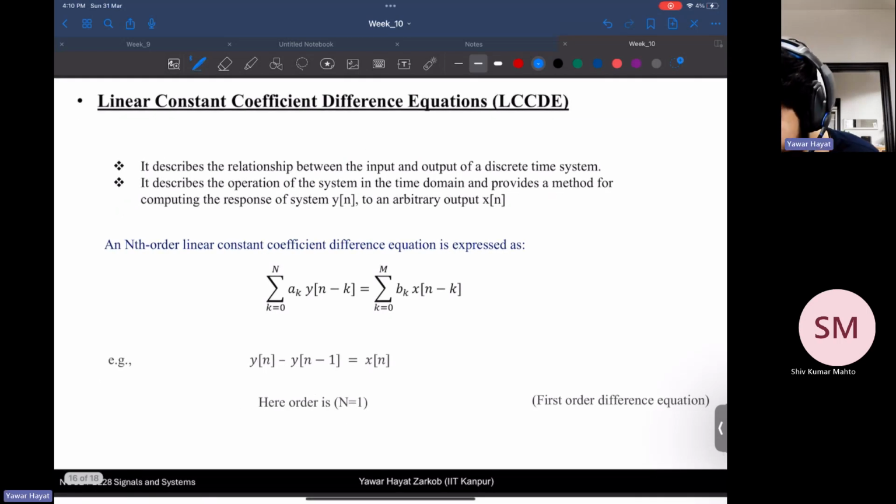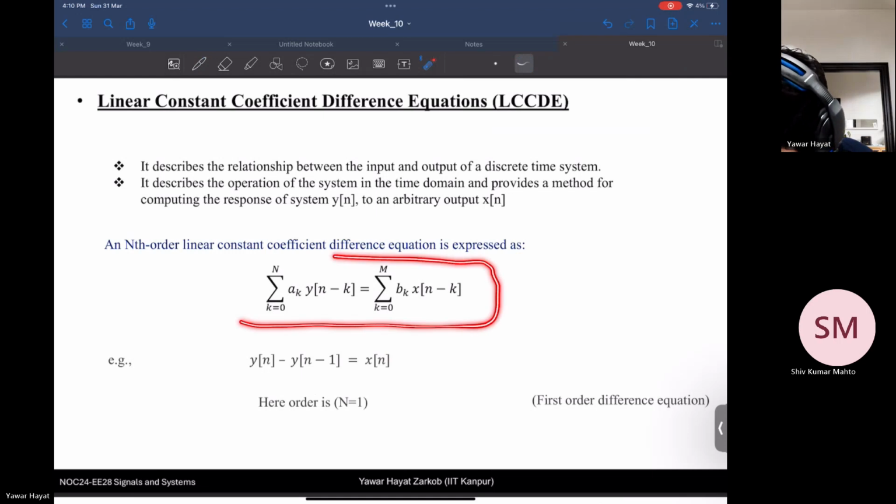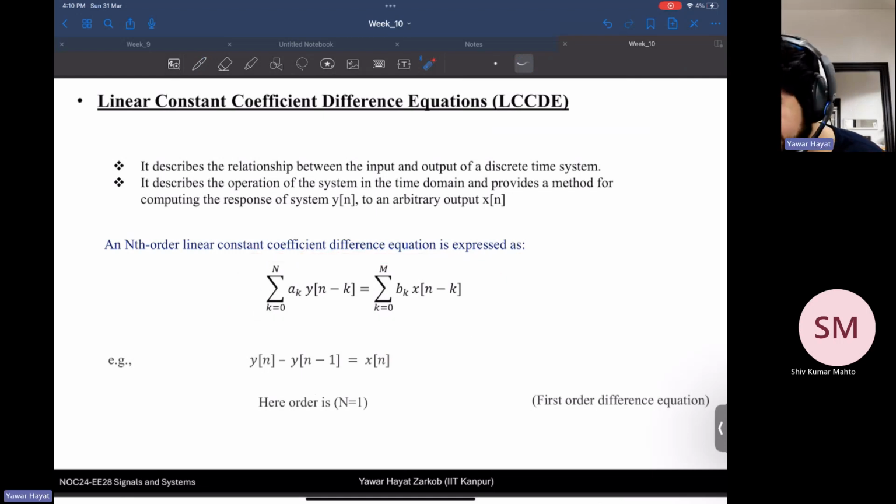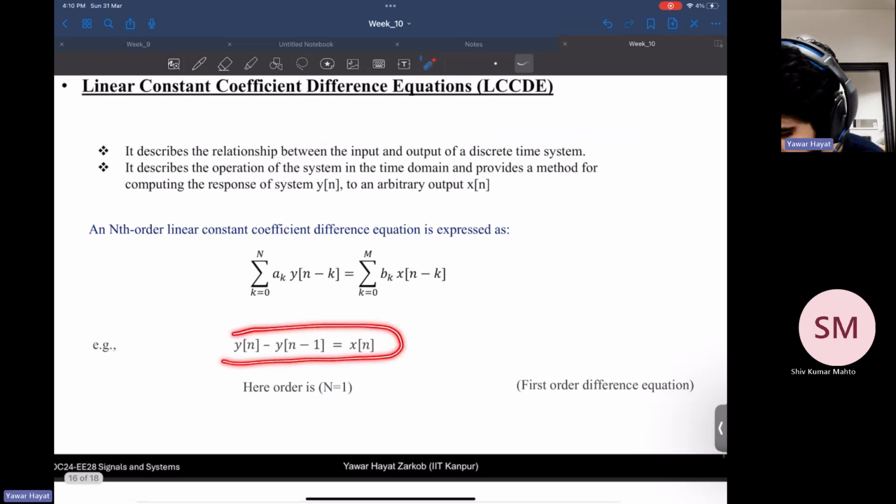So an nth order linear constant coefficient difference equation is expressed as shown. The summation over k from 0 to N of a_k y[n minus k] is equal to the summation over k from 0 to capital N of e_k x[n minus k]. Inputs, outputs. So, for example, we can have this case.